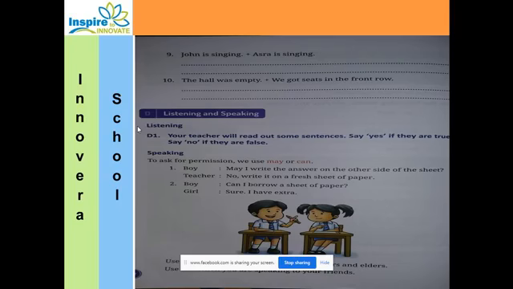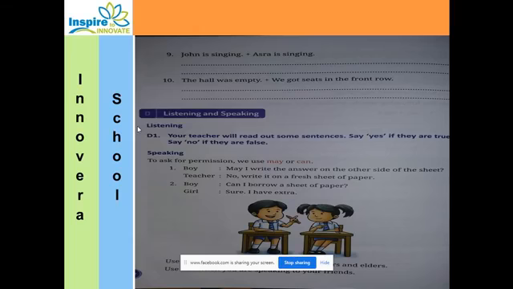The hall was empty. We got seats in the front row. The hall was empty and we got seats in the first row. Yes? Is it simple, children?